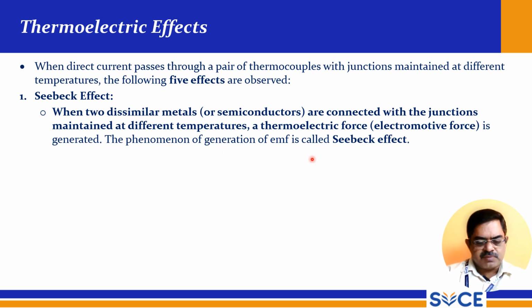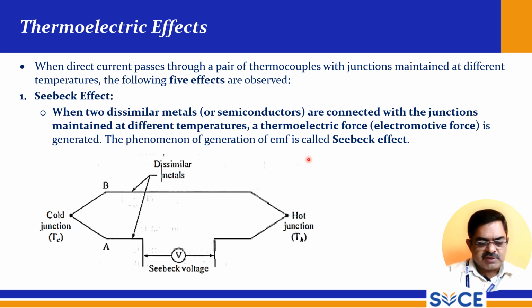So this is the first basic effect, and here two dissimilar metals are used. When we join these two metals at two ends, one junction becomes the cold junction and the other junction becomes the hot junction, and the Seebeck voltage is measured across these two metals.